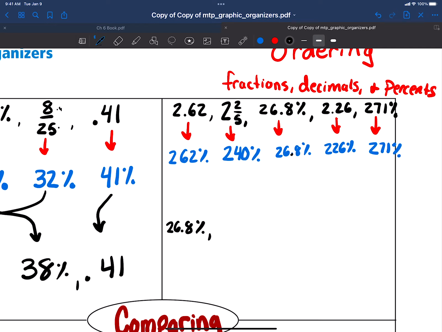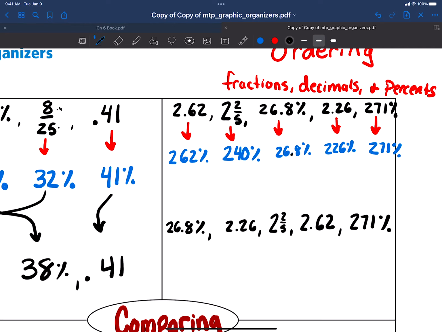I've got 226 is smallest. So that would be 2.26, was not a percent. The next smallest would be 240, which originally was 2 2/5. Next is 2.62, that was the 262%. And then the last one is the 271%.